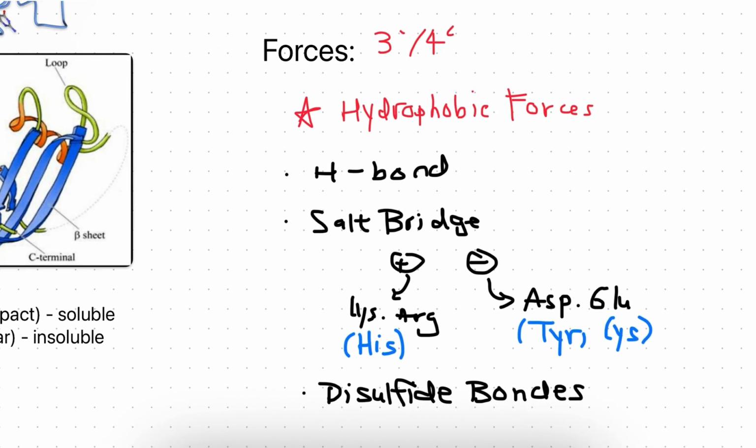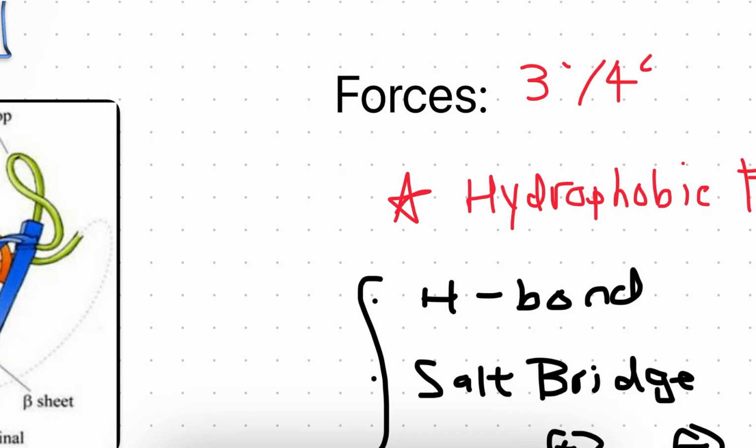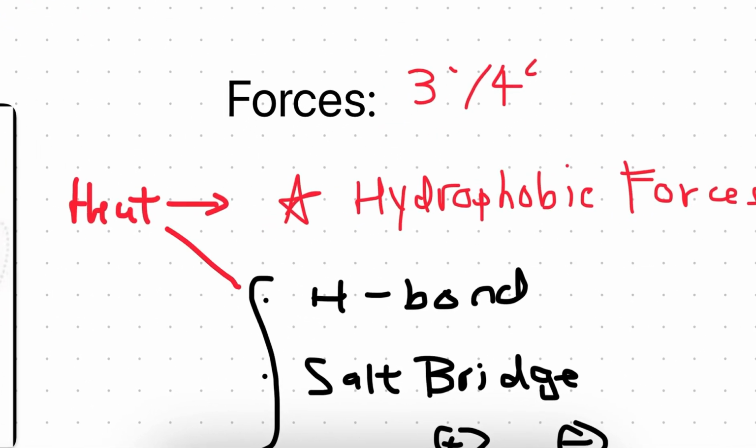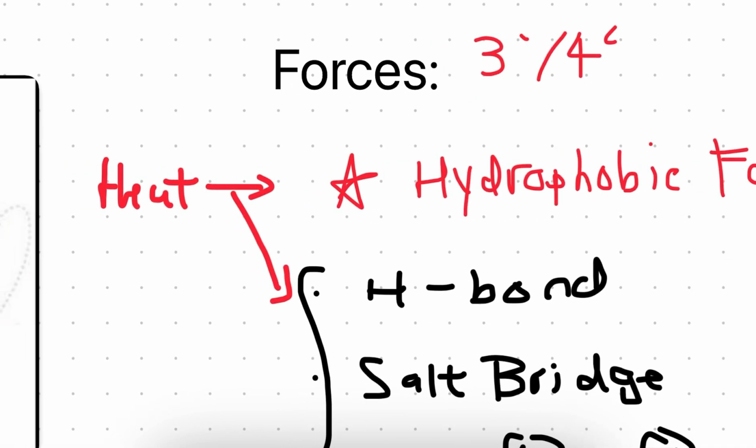Okay, now these are stabilizing forces, and this is a main force. Let's talk about manipulating the factors to denature or unfold these globular proteins. If you add heat or some detergent, you can disrupt the hydrophobic force. Heat can also disrupt the hydrogen bond. Or you could change up the pH, which will disrupt the hydrogen bond and the salt bridge.